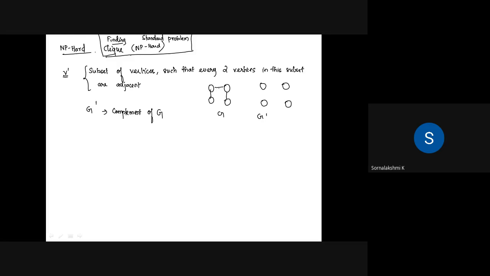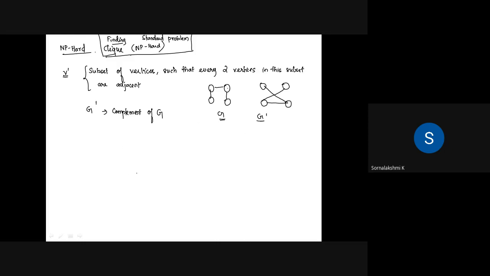For example, this node 1 is connected to these two, so I will not have this connection, but I will connect this to this. Similarly, if I take this node, it is connected to these two nodes, but not to this, so I'll connect it to this. If I take the third node, it is connected to both of these, but not to this, so I'll connect it to this. The fourth node is connected to only this, so I'll connect it to both this and this. It's already connected. So this is G dash. It has all the vertices in G and all the edges that are not in G.